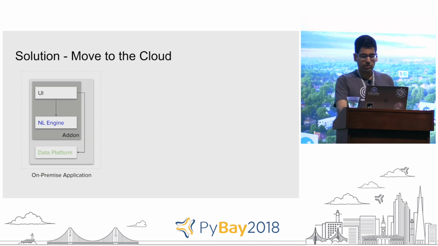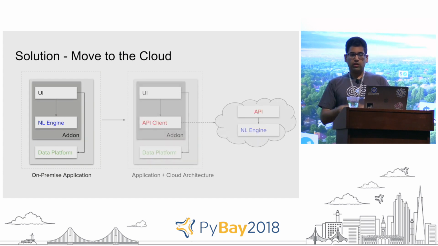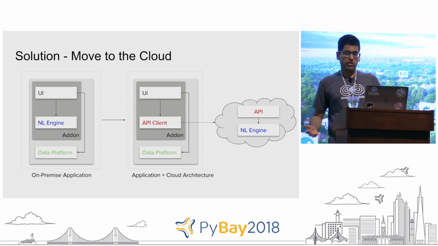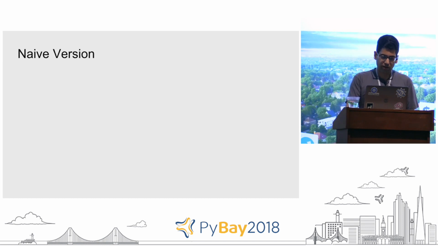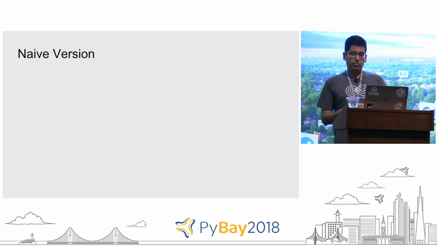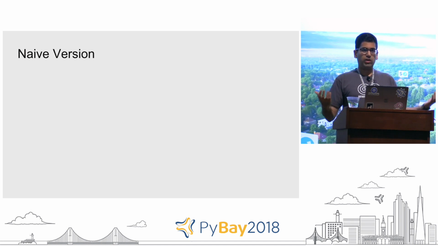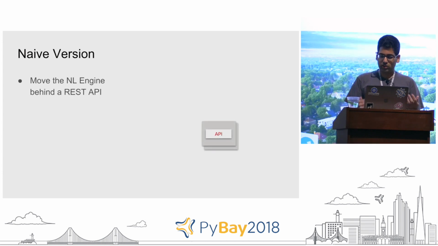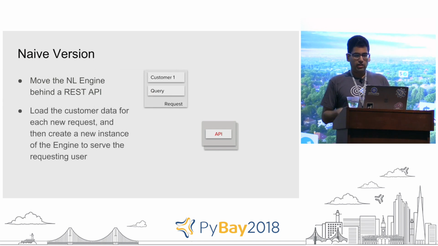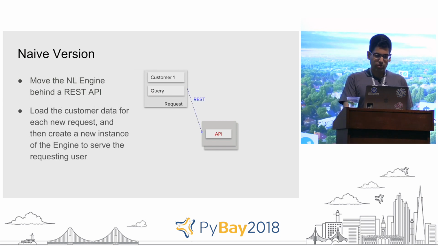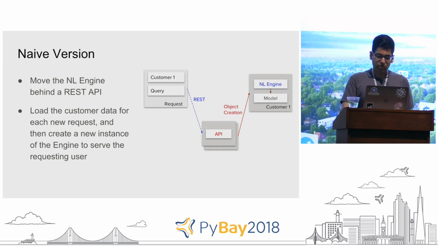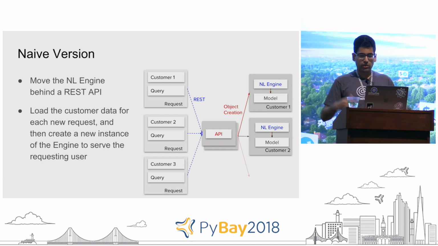Going from our on-premise application, we turned our application into an API client, and we took our natural language engine and put it behind a REST API. To start off with, we could do a naive version of this. Remember, our natural language engine is an on-prem library, so we can just use it like a library. We moved this behind a REST API, and then for each request, we'd load the customer data and then create a new instance of the natural language engine to serve each requesting user, and so on.